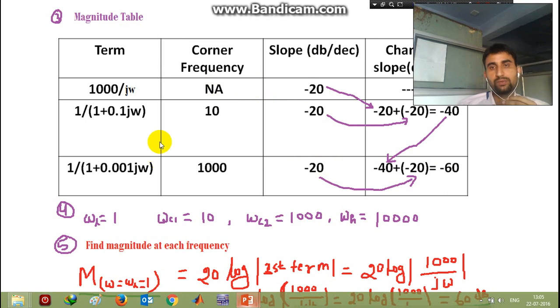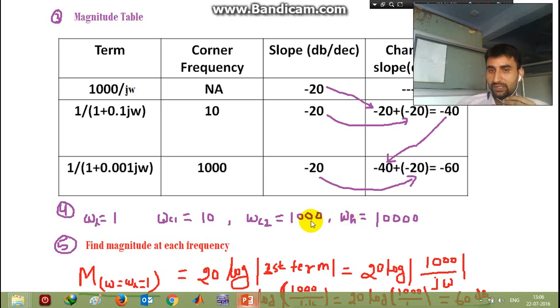Okay, so this is the table which gives you the contribution of magnitude, we call it the magnitude table. Now the fourth step is choosing the lowest and highest frequency. See here, we have only two corner frequencies, omega c1 is equal to 10, omega c2 is equal to 1000. To draw the graph, we'll take the lowest frequency, any frequency less than 10. You can take 9, 8, 7, 5, 4, 0.1, whatever you like. But for convenience and to make the calculation easy, I have taken omega l is equal to 1. You may take anything, 5, 7, and your final plot will be the same. No changes will be there.